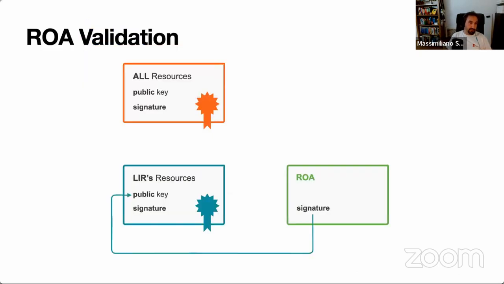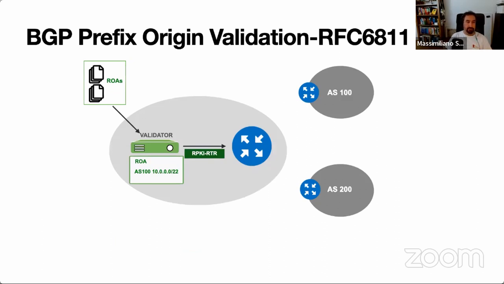To explain it more, we have to look again at the chain of trust and then think about that. There is the ROA validation part that's done on one side, and then the data that comes out of that is used for doing this origin validation. So RFC 6811: when I receive as a router a BGP announcement, I match it with a ROA that I have. You see that the validator has a ROA that says AS100 as origin, 10/22. I match it with what I'm receiving, that's fine.